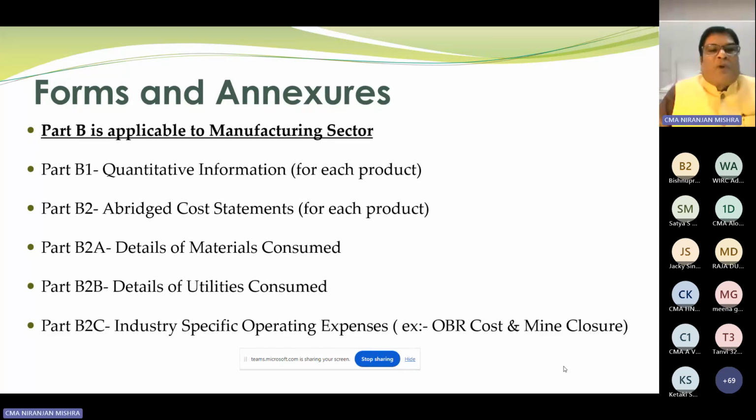And B1: suppose one mining company, or mining industry, of the government of Odisha or any state government or central government, is raising 3 to 4 products. Say one company is raising iron ore, chrome ore, limestone or bauxite. Then they have to prepare B1 separately for each product. Similarly, B to be prepared for each product separately. Similarly, material consumed to be prepared separately for each product. So B1, B2, B2A, B2B, B2C, all these are to be prepared separately for each category of product.